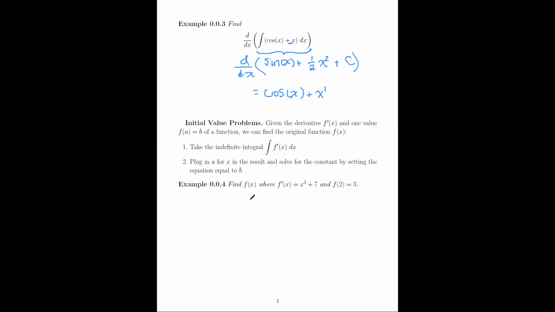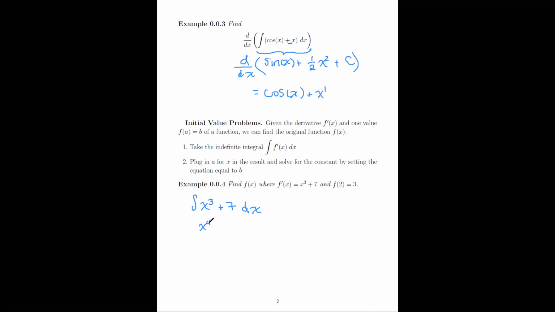So let's go ahead and give it a try. Let's say we want to find this function where we know the derivative and we have an anchor point. What's the first thing we do? Well, we want to go ahead and take the indefinite integral of our derivative to figure out more or less what the function is. So what is the antiderivative of x cubed plus 7? Well, again, if we're looking at our power rule, this should come from x to the 4th, right?